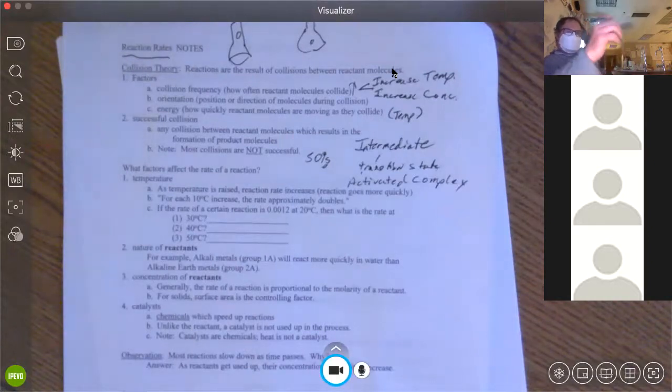It's some type of an intermediate thing that occurs between the reactants and the products. Basically, this is when electrons are being maneuvered around, switched around, forming different bonds.